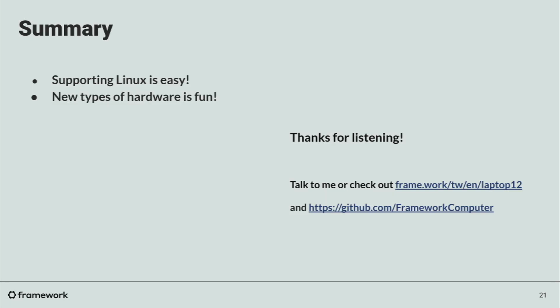Yeah, the summary is it's pretty easy to support Linux for any kind of hardware. Most things just work out of the box. And new types of hardware is fun. It's interesting to learn about. And you can learn about how it works on our system. You can look at our EC code online. There's no special code in the BIOS. The ACPI code, you can dump it from the system. So it's basically open source.